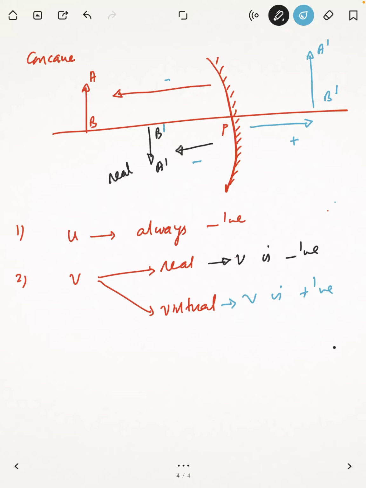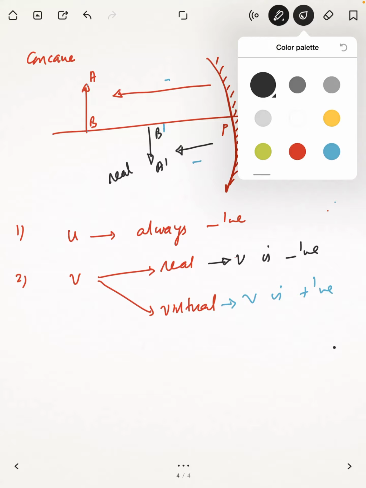So AB measured upward is positive. Real image A dash B dash is downward, so real image height is measured as negative. Virtual image height is measured upward and that will be taken as positive. So this is about the height, that also we will see on the way. So this is about the concave mirror. Okay, what about the convex? Convex we will see.